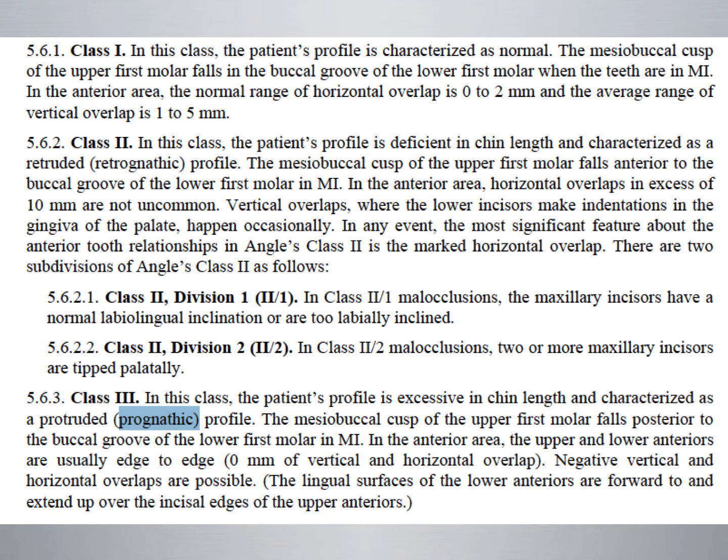And in class 3, the patient profile is excessive in chin length and characterized as prognathic. The mesial-buccal cusp of the upper first molar falls posterior to the buccal groove of the lower first molar in maximum intercuspation. In the anterior area, the upper and lower anteriors usually are edge to edge. That's a common term, meaning there's no vertical or horizontal overlap, so the overjet and overbite measurements would be 0. We'll look at this throughout this presentation so you get a good visual of what this may look like. A negative vertical or horizontal overlap is possible with this type of bite, and we'll see that in some of the photos to come.